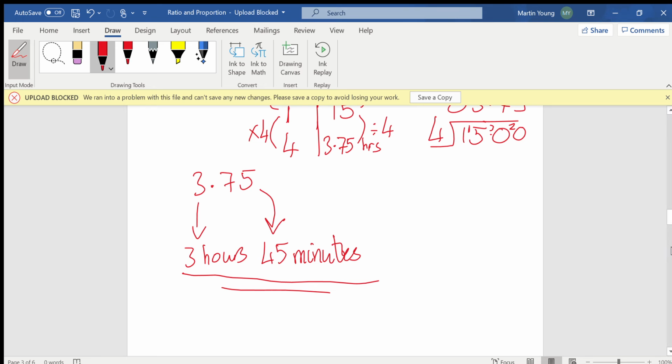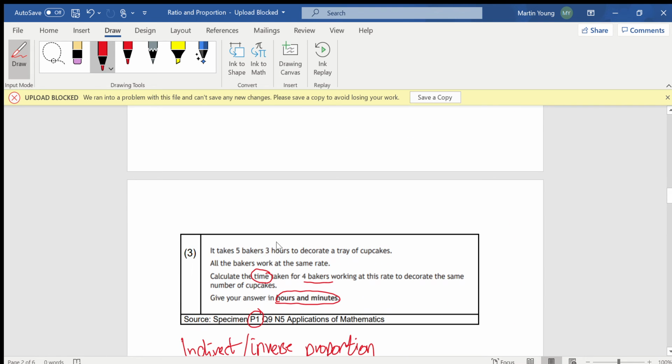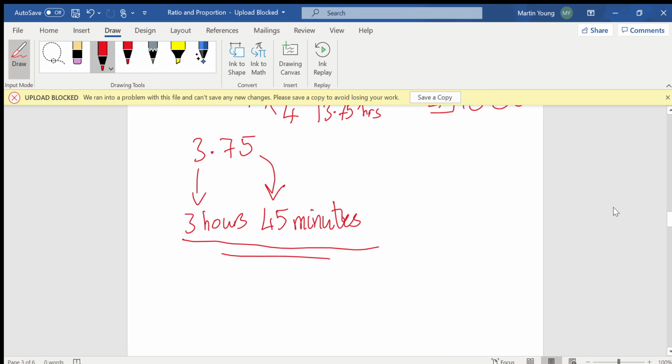Does that make sense? Well, we've gone from 3 hours, dropped the amount of bakers and the times went up. So that seems to make sense. Okay, so you can always do these wee checks just to see if your answer looks as if that makes sense.